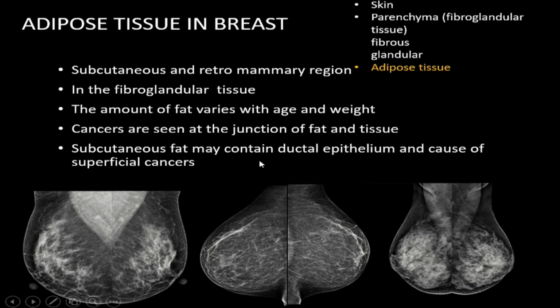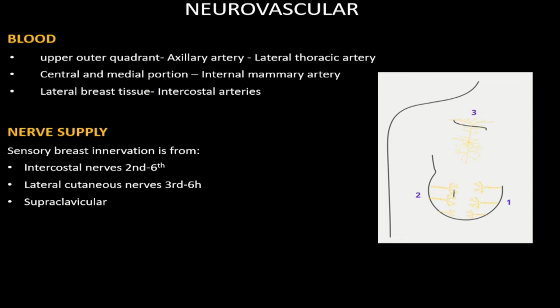And the subcutaneous fat may contain ductal epithelium. As I told, the ducts accompany the reticularia cutis. Nerve supply and blood supply. Blood supply is from the axillary artery, internal mammary, and intercostal arteries. I'll just quickly run through. Sensory breast innervation is from intercostal nerves and lateral cutaneous nerves, which are also branches of intercostal nerves.